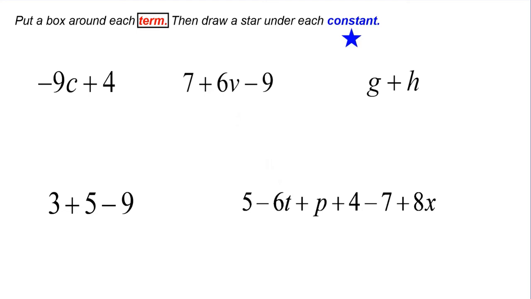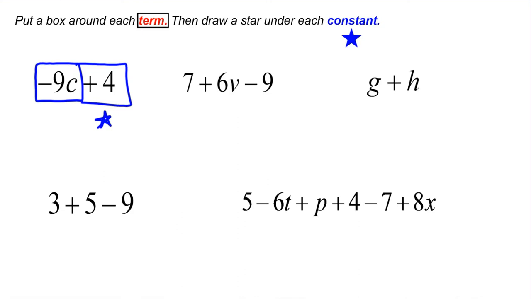So again, we're going to apply that. We're going to put a box around each term. We've done that every time, but now we're going to draw a star under each constant. So we're identifying all the parts and pieces of these expressions. So the first expression here, negative 9c plus 4, this has two terms, negative 9c and 4, and then we're going to put a star under any constants. The negative 9 is a coefficient because it's being multiplied by a variable, and the 4 does not have a variable in it, so that's a constant. The 4 is a constant in that expression.